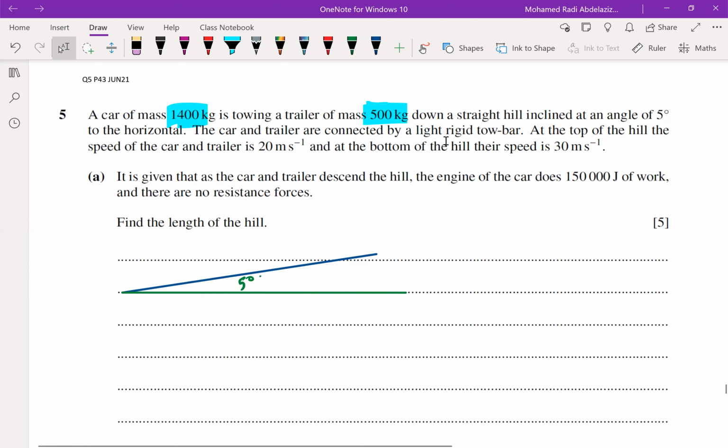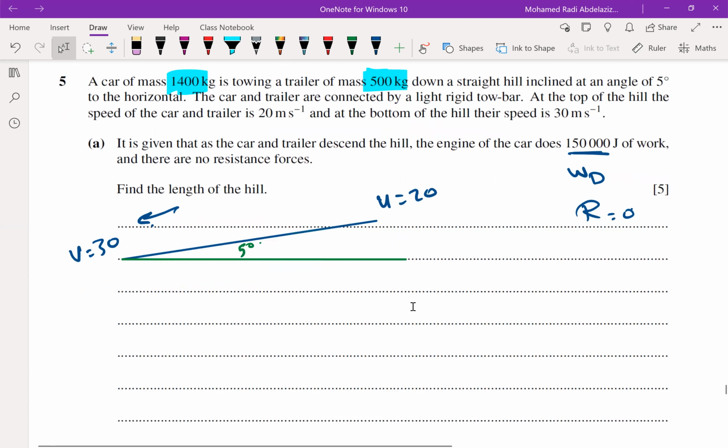The car and the trailer are connected by a light rigid tow bar, and at the top of the hill the speed is given, which means the initial velocity, and the final velocity is 30, but you have to know whether it is constant acceleration or not. It's given that the car and the trailer are moving down, and the work done by the driving force is given as 150,000 joules. And there is no resistance, so resistance is equal to 0. Find the length of the hill when the system started to move from the top to the bottom.